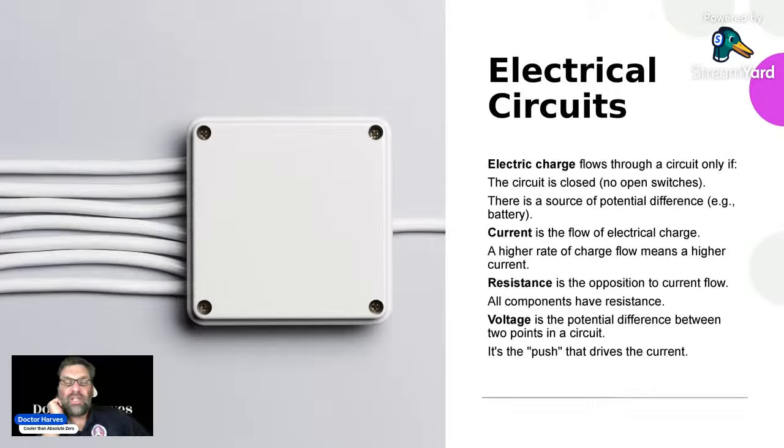Right, so electrical circuits are next, or the last subtopic. We're near the end of this rush through the standard. Electrical charge flows through a circuit only if the circuit is closed and if there is a battery, a source of electrical potential difference. Current is the flow of electrical charge, and a higher rate of charge flow means a higher current. Resistance is the opposition to current flow, and all components have resistance. Voltage is the potential difference between two points in the circuit, and it's basically the push that drives a circuit, the oomph, as you might say.